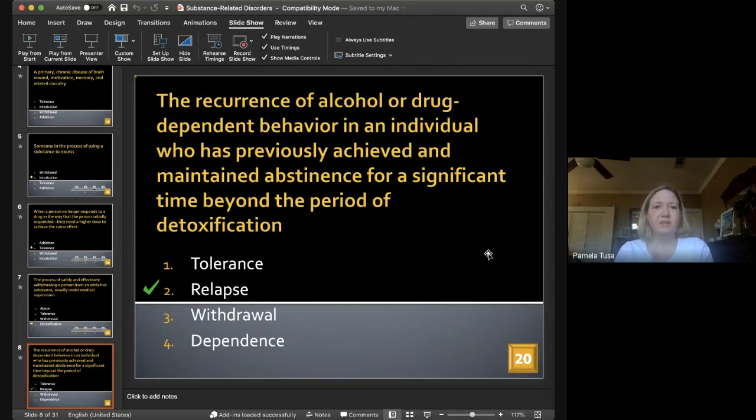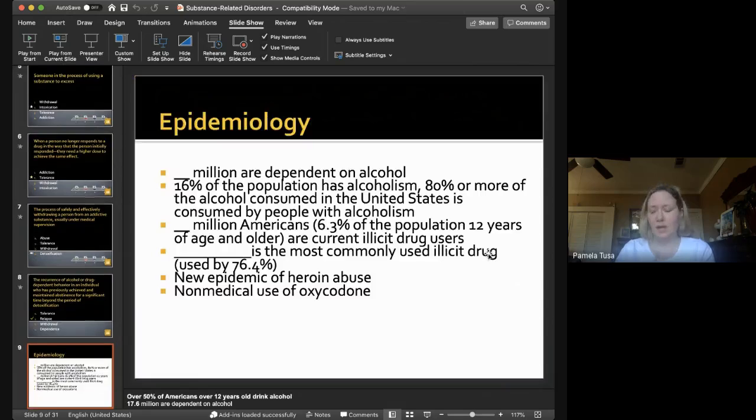And then the last definition: the recurrence of alcohol or drug-dependent behavior in an individual who has previously achieved and maintained abstinence for a significant time beyond the period of detoxification. And this, of course, is relapse. All right, so let's talk a little bit about epidemiology. Some of these numbers might be a little different from your book because these are a little older and I haven't updated them, but they're going to be fairly close. And like I said, I never test on numbers.